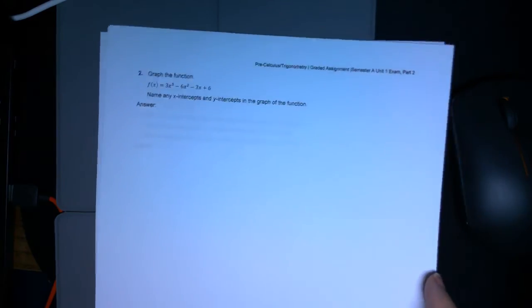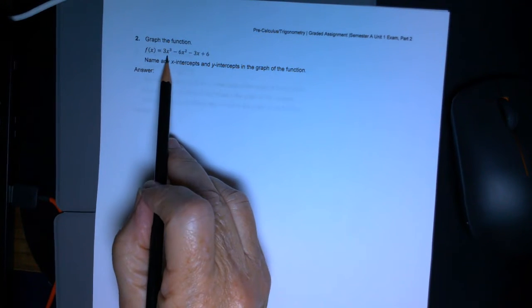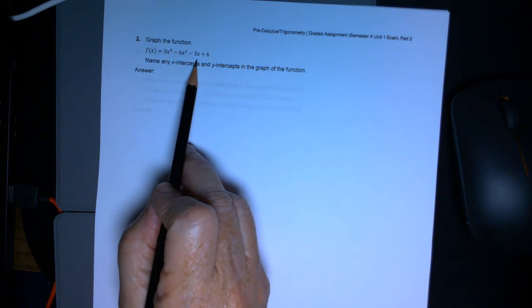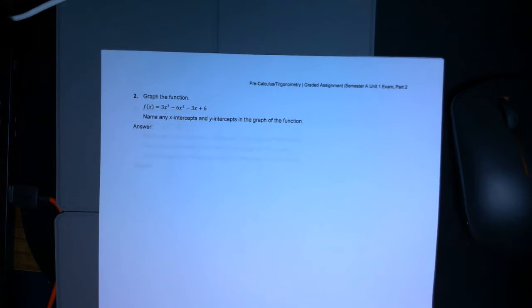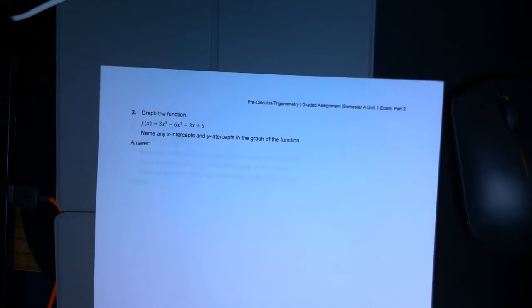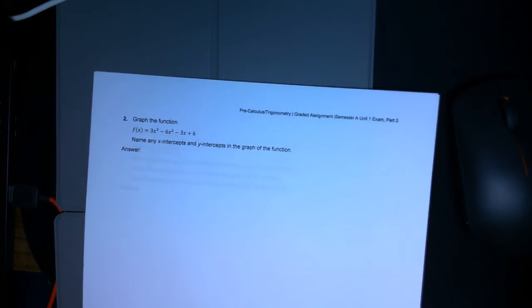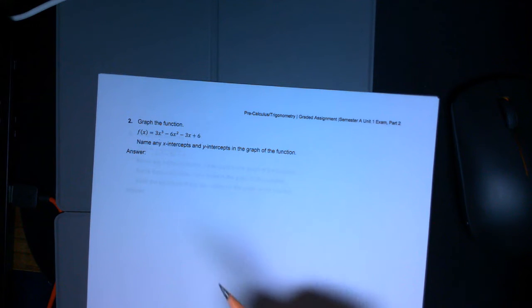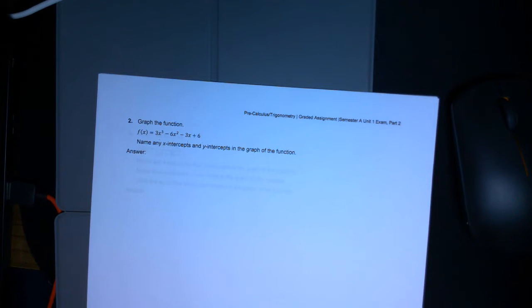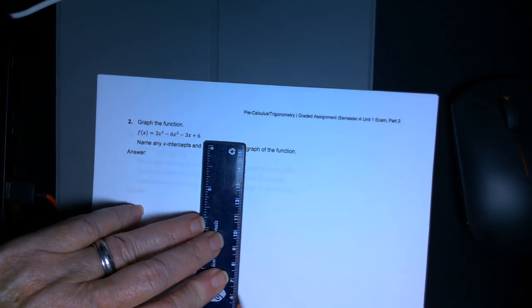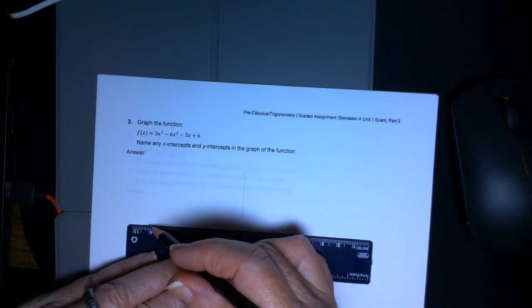All right, we're going to go on to question number 2. We're going to graph the function f of x equals 3x cubed minus 6x squared minus 3x plus 6. Name any x-intercepts and y-intercepts in the graph of the function. So we're going to have x and y intercepts. So we're going to have a coordinate plane, an x and a y axis. Let me go ahead and sketch that in there.